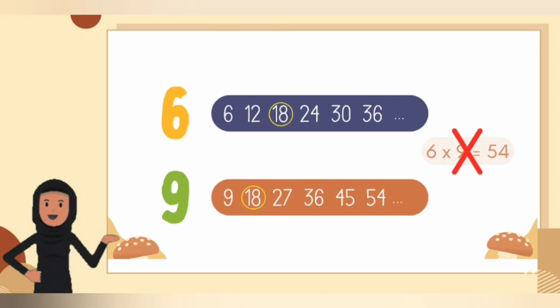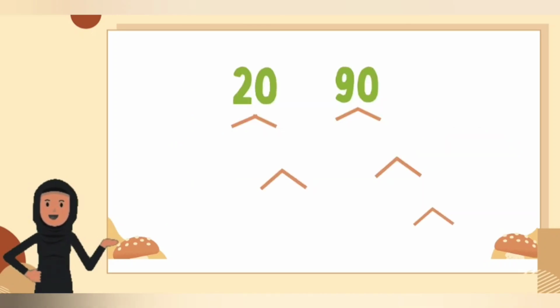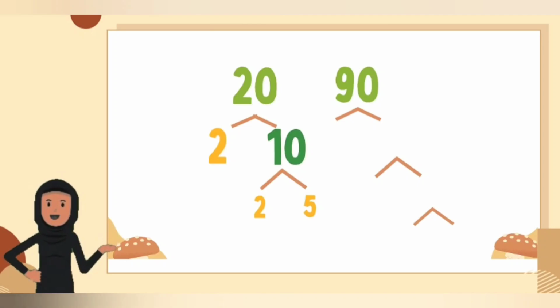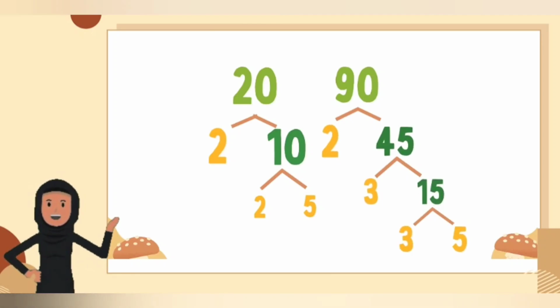Let's take bigger numbers. When we get big numbers, this method will get so difficult. So there's a bit of a shortcut. Let's take 20 and 90. The first step is we use the prime factorization of each number. For 20, that's 2 times 2 times 5. And for 90, that's 2 times 3 times 3 times 5.